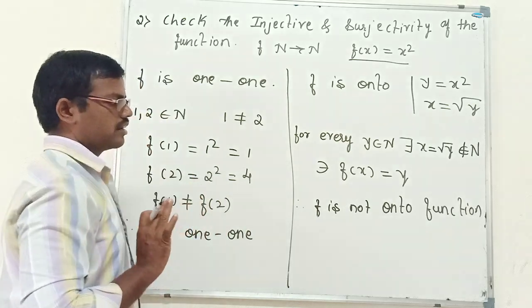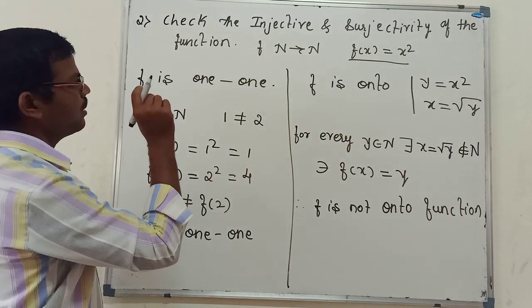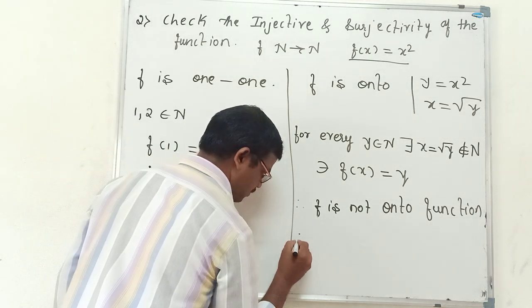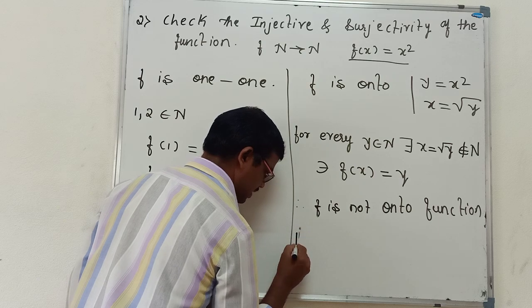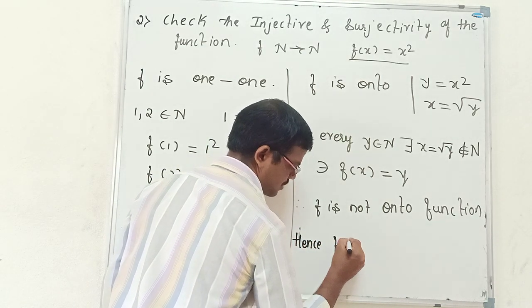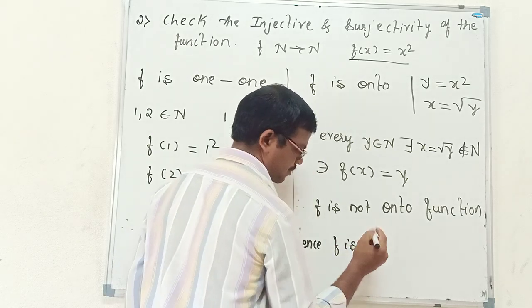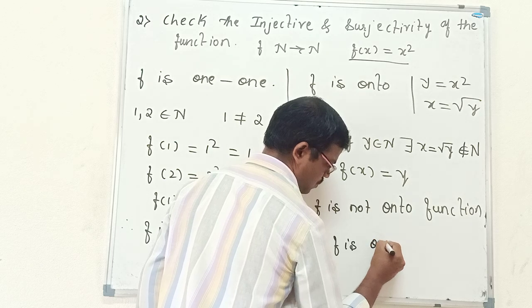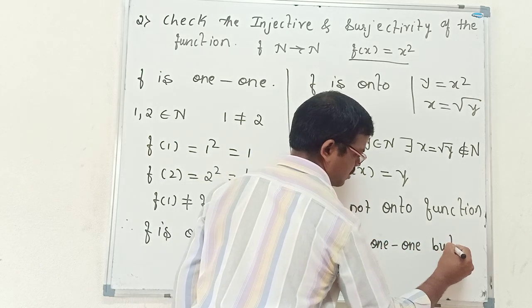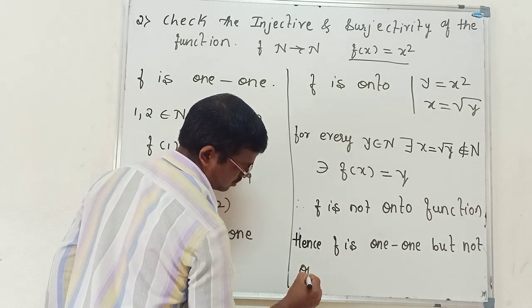That is the reason for this. So here we got that f is 1-1 but not onto. Therefore, hence f is 1-1 but not onto.